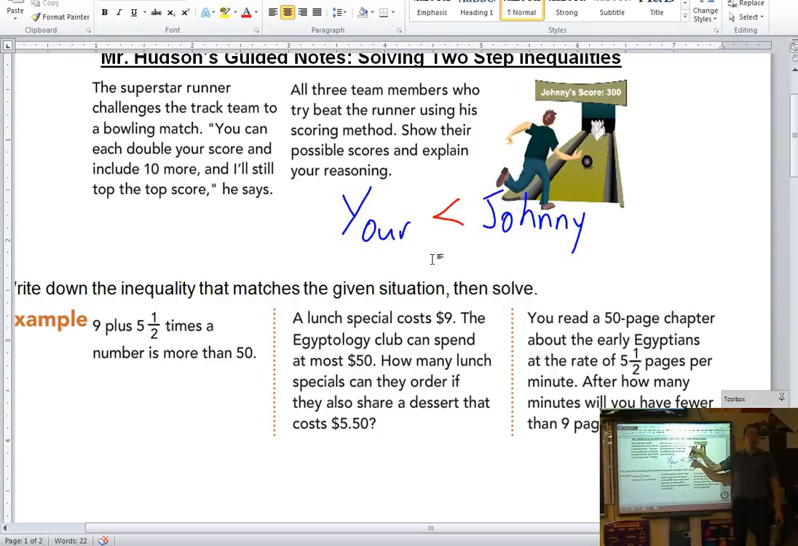Now, it's not only that your score is less than Johnny's, but what does he let you do with your score? How do I say that as an expression, Ellen? How I wrote it was y times 2 plus 10 will be less than Johnny's score. So I'm just going to go ahead and say 2y plus 10.